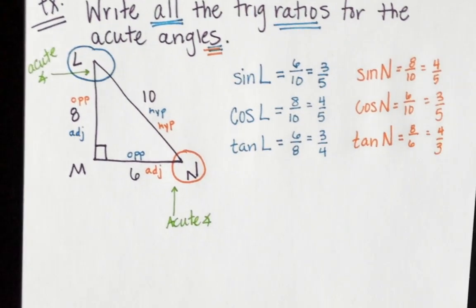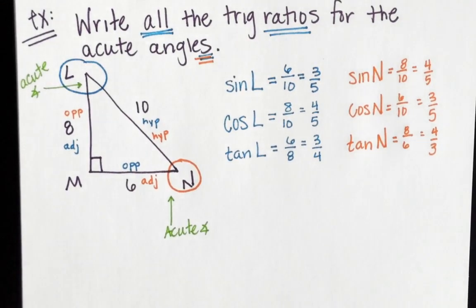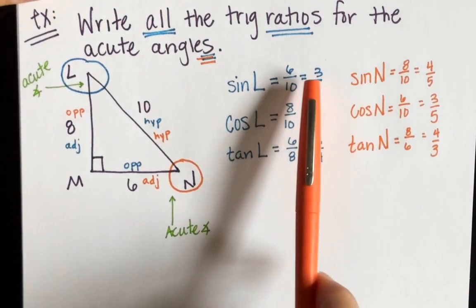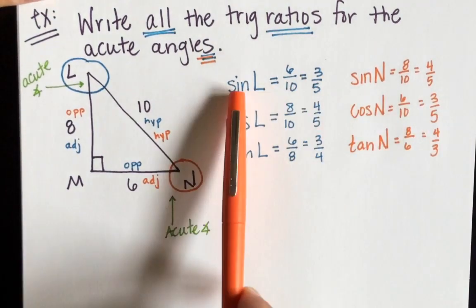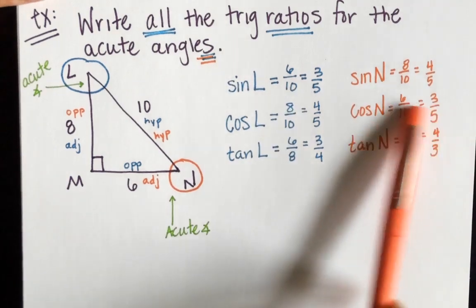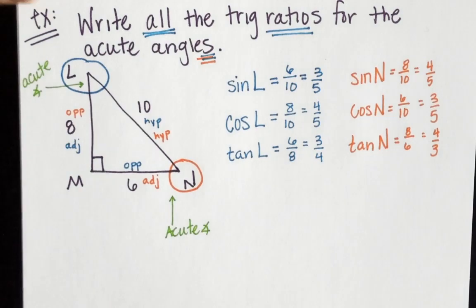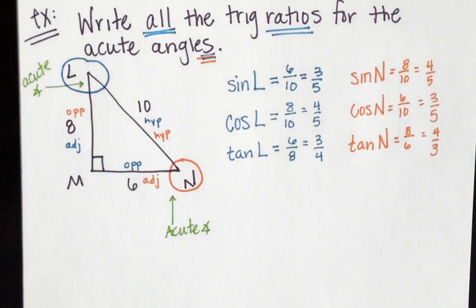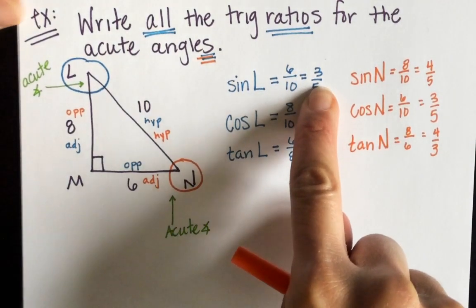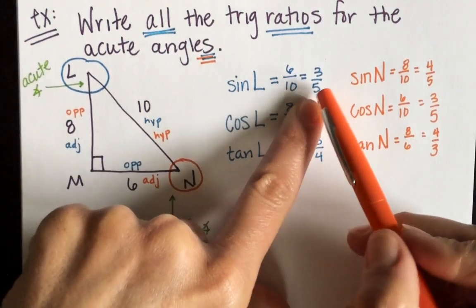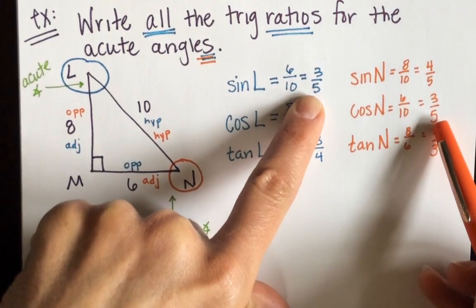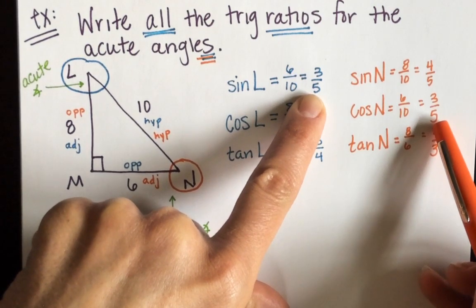Now, there is clearly a pattern. We are using the same numbers. It's not like we're creating a new triangle just because we went to a different angle. The reason you're going to find that there's this pattern of what sine was for one angle is cosine for the other, because we want these numbers to still show up where they've been placed. This is the opposite over the hypotenuse. So your hypotenuse shouldn't change. They should both be the same number at the bottom.